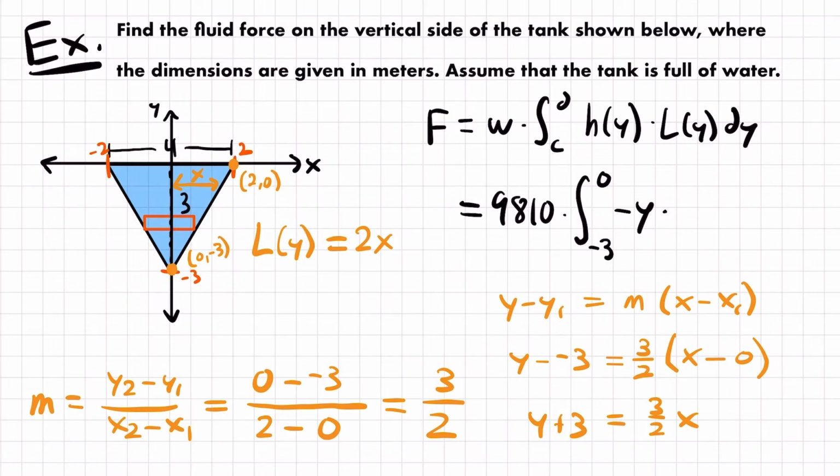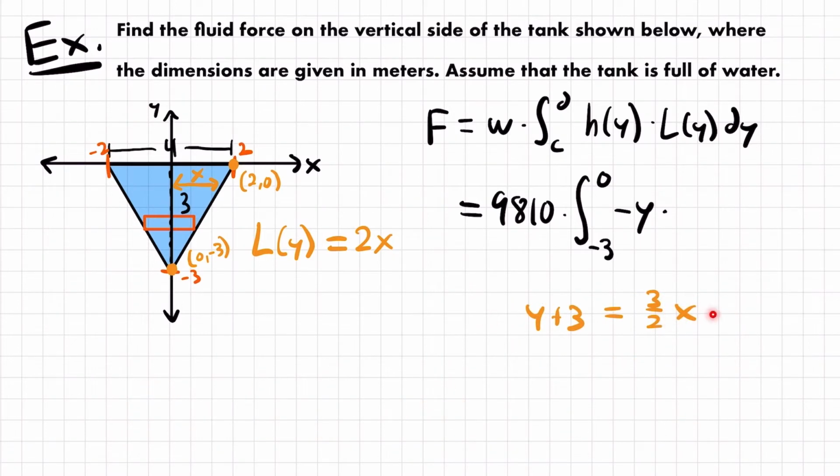And so if I clean up my work here, we can solve for x by dividing both sides by 3/2. That would be the same as multiplying by the reciprocal of that fraction. So we're going to multiply both sides by 2/3, and that will give us that x is equal to 2/3 times y plus 2/3 times 3. Now those 3's will cancel out, and so we're just going to have plus 2, and so I will rewrite this to be plus 2.